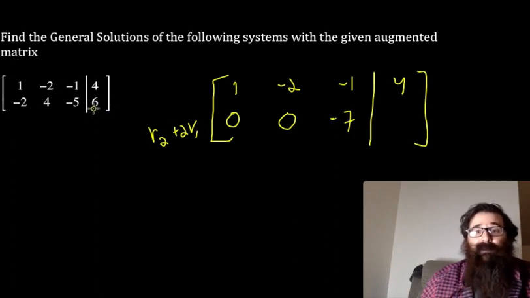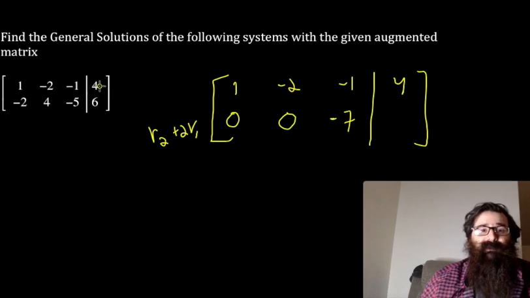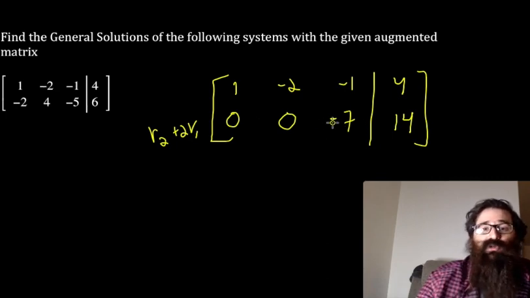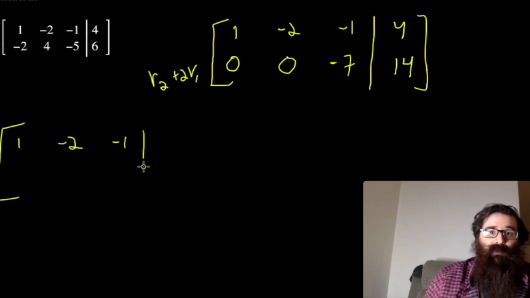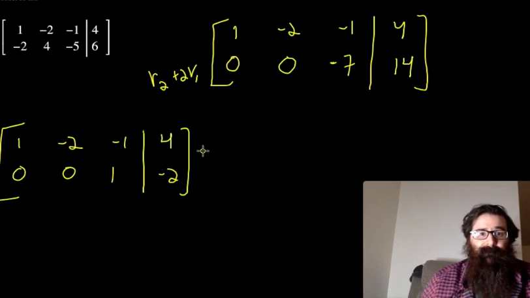And then in the augmented entry, I'm still doing this operation: 6 plus 2 times 4 is 6 plus 8, which gives me 14. Now I can actually reduce row 2 by scaling it. I want to scale row 2 by negative 1/7. So I have my first row 1, negative 2, negative 1, augmented with 4. The second row is going to give me 0, 0, 1, augmented with negative 2, dividing by 7 and flipping the sign.